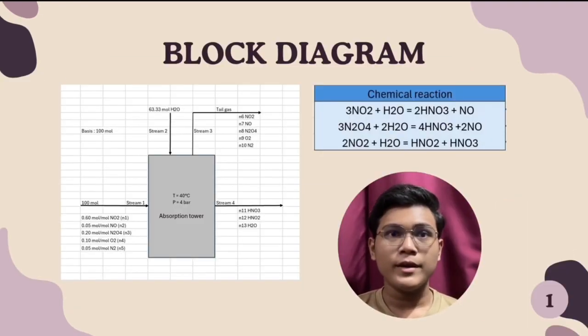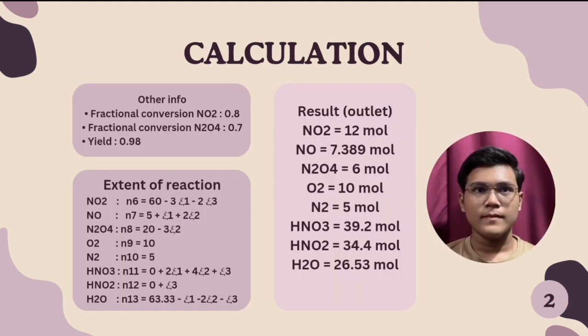Next, from the block diagram itself, there are two streams going in and two streams going out. Let's focus on stream 1, which contains nitrogen dioxide, nitrogen oxide, nitrogen tetroxide, oxygen, and nitrogen. Then, the components outlet of this reactor are nitric acid, nitrous acid, and water, while the other components will leave this reactor as a tail gas. As you can see in this slide, there are three chemical reactions involved in this reactor, where the main reaction is nitrogen dioxide reacting with water to form nitric acid and nitric oxide.